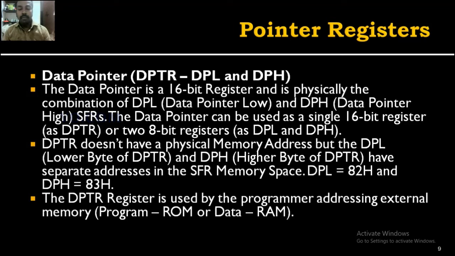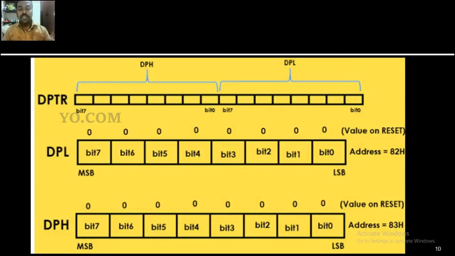Okay, this is a pointer register. So this is the structure of DPTR. The DPTR is a 16-bit register. See, this is a 16-bit register. So lower 8-bit is called as DPL, higher 8-bit is called as DPH. So DPL is an 8-bit register, and its address is 82. Then DPH is the higher 8-bit register, that is 83.